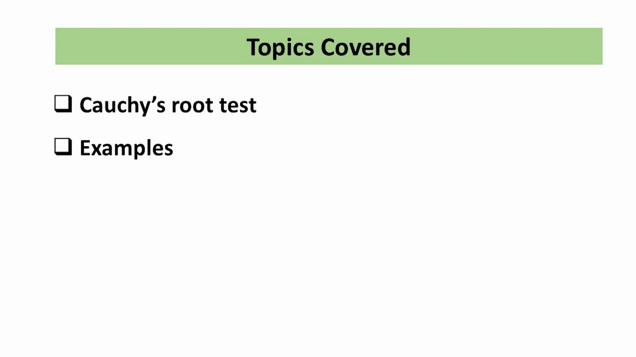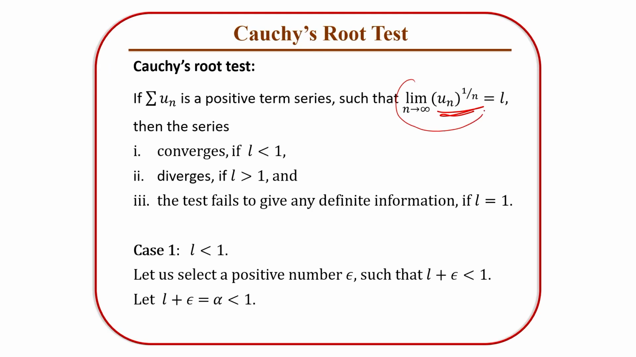A statement has been made similar to the limit form of the comparison test, in which we have L not equal to 0 and then we conclude the series is converging or diverging. So, what will be the Cauchy root test? If Σ un is a positive term series such that, taking the nth root of each term and taking its limit as n tends to infinity, un to the power 1 by n is equal to L, then the series converges or diverges depending on the value of L.